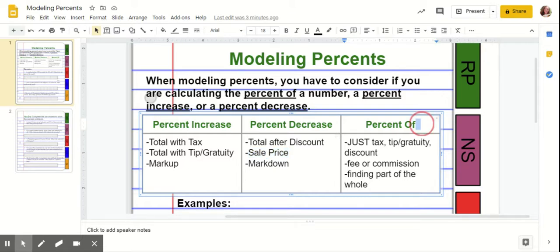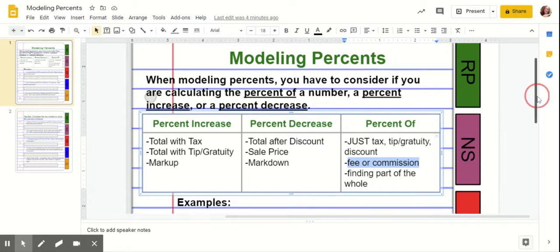Percent of is really similar to a lot of the work you did in 6th grade. So if you're asked to find only the tax on an item, just how much the sales tax would be, or just how much the tip would be, or if I have a 25% discount, how much am I saving? Those are situations where you're only finding part of the whole 100%. So in these situations, you would really start from zero and work your way up to see what part of the whole it would be equal to. Words that are associated with a percent of, fees and commissions, are a percent of a whole or a part of a whole.